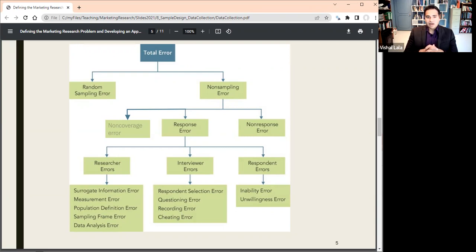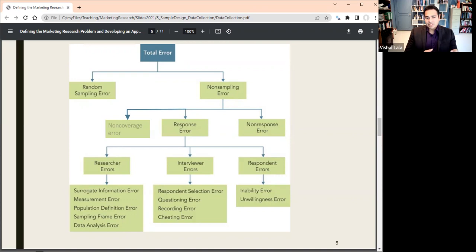The first one is non-coverage error. Non-coverage error occurs when you don't ask questions of some people. This might be because of how the sampling frame is defined. The population is who we want to gather data from, but not everybody in the population may be accessible based on the method we choose. And therefore, one might decide to use a sampling frame to draw a sample from.